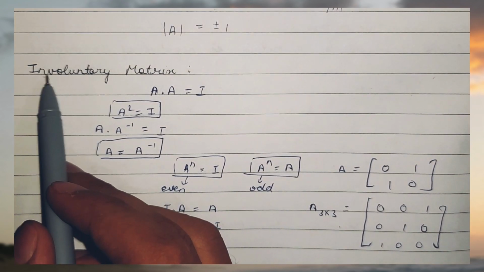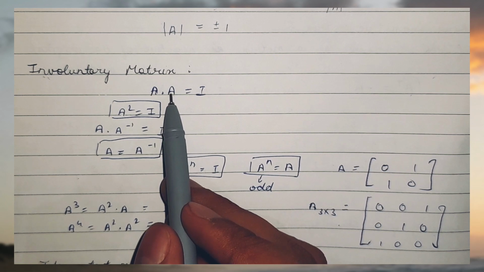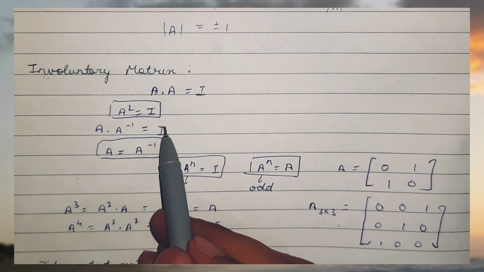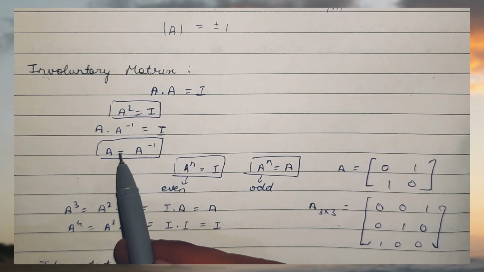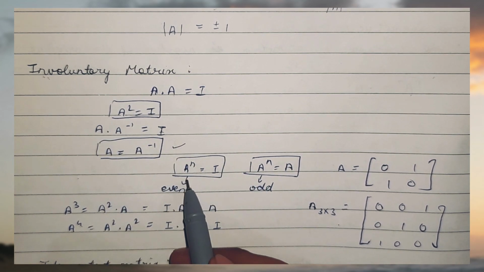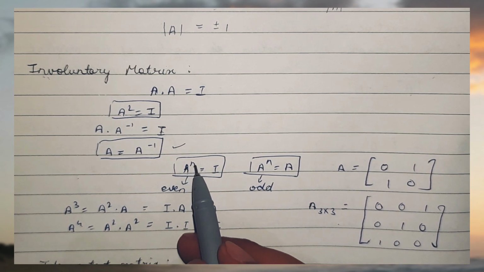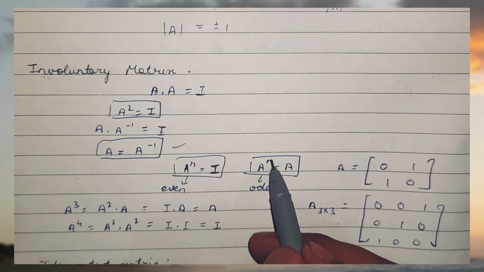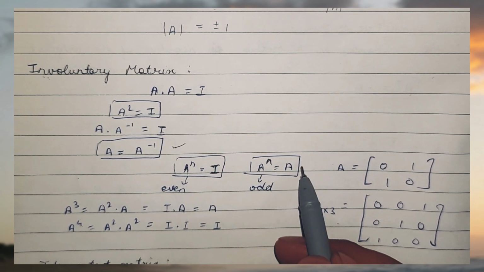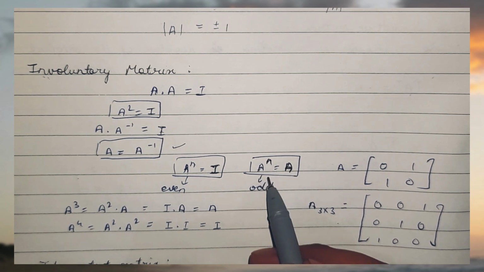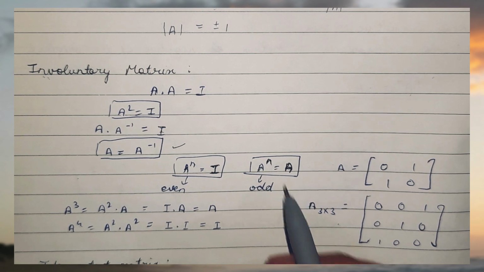Then here comes involutory matrix. If A into A, meaning A square, is identity matrix and A into A inverse is identity matrix, or we can say A is equal to A inverse, then it is an involutory matrix. If A raised to power n, where n is an even power, then it always gives identity matrix. If A raised to power n and n is an odd power, then it will give the matrix itself, that is A raised to power n, where n is odd, then it is A.